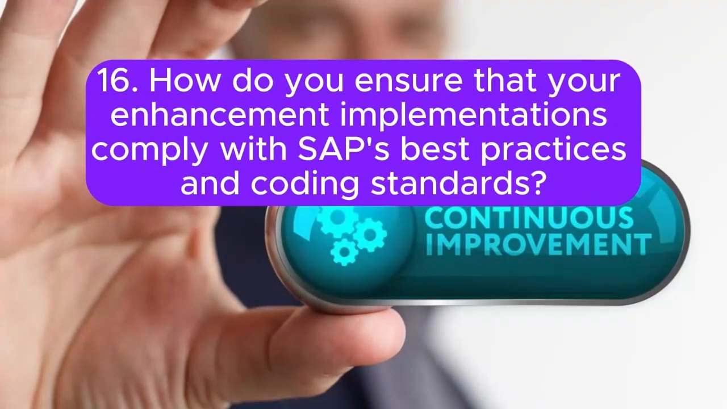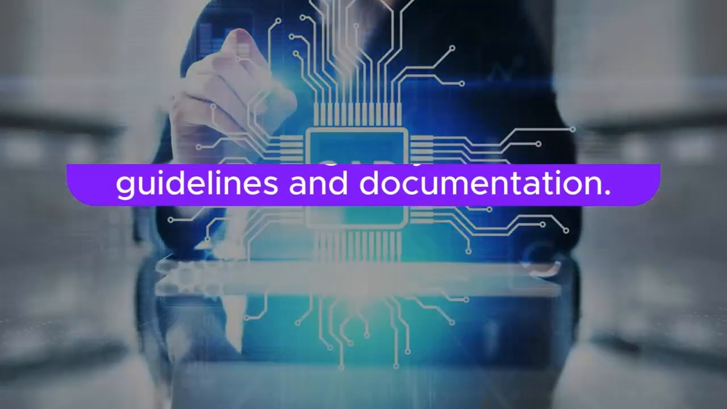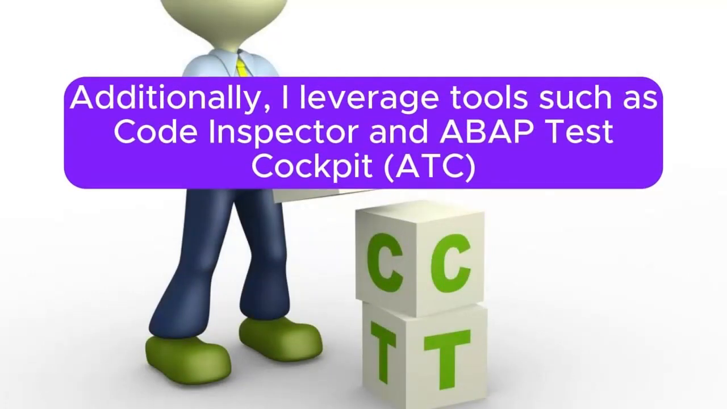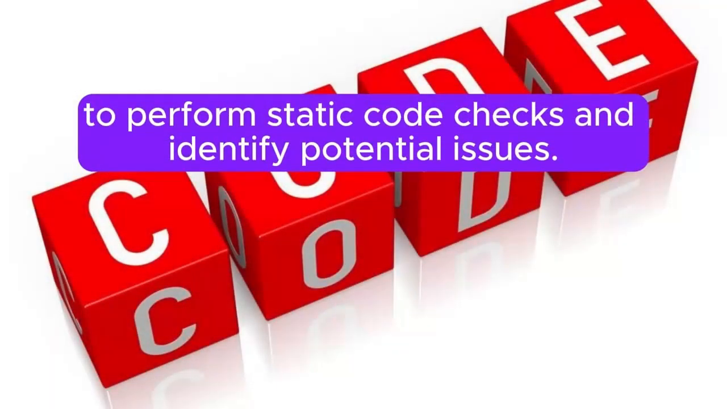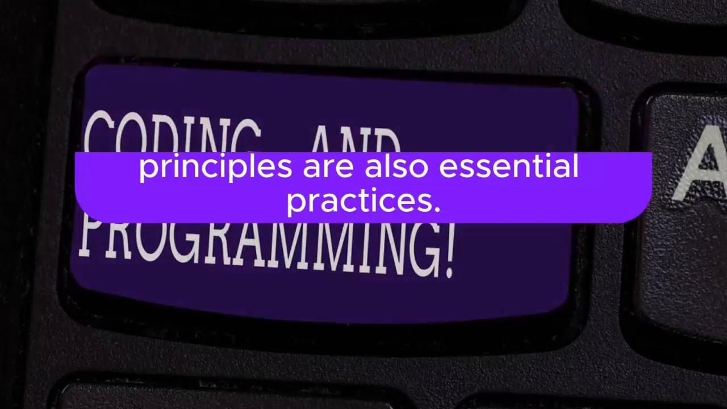16. How do you ensure that your enhancement implementations comply with SAP's best practices and coding standards? Answer. To ensure compliance with SAP's best practices and coding standards, I regularly review SAP guidelines and documentation. Additionally, I leverage tools such as Code Inspector and ABAP Test Cockpit (ATC) to perform static code checks and identify potential issues. Following naming conventions, using meaningful comments, and adhering to modular programming principles are also essential practices.